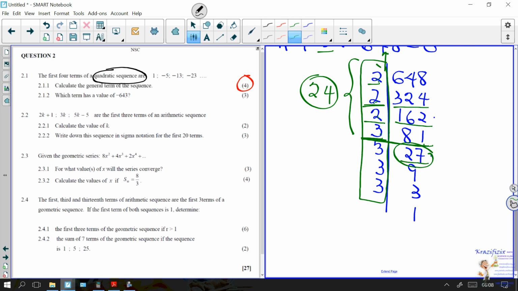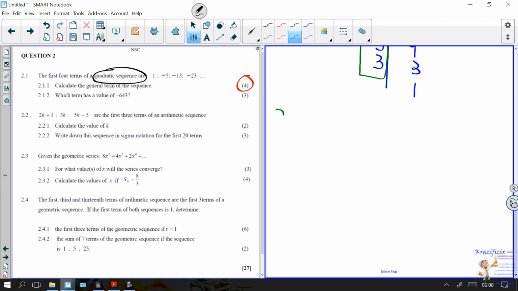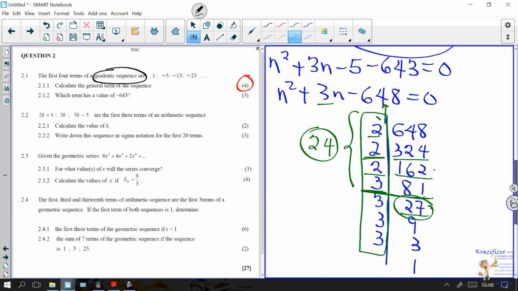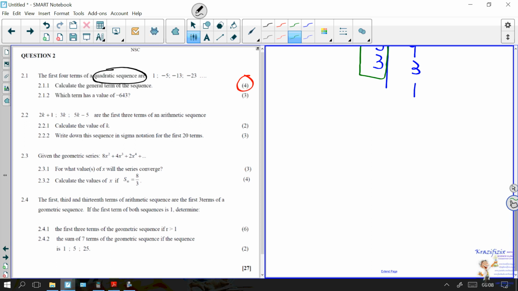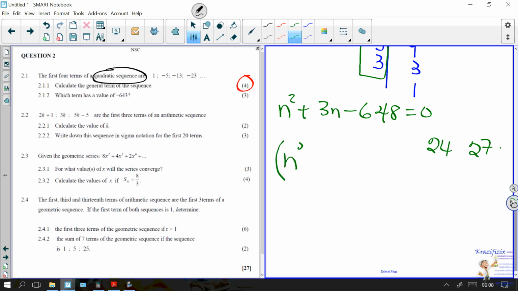So what do we do now? Look at how I'm going to deal with that. Let me write my equation again. So you need to rewind that, so that you see what we did. What's my equation? n squared plus 3n minus 648 equals 0. I said 24 and 27. All right. So n, we have 2 brackets, right? Equals 0. I have a 24, I have a 27. Which one would go with a minus? Because I want a positive 3. So it has to be 27 minus 24.